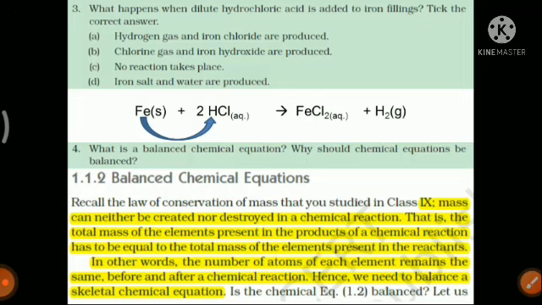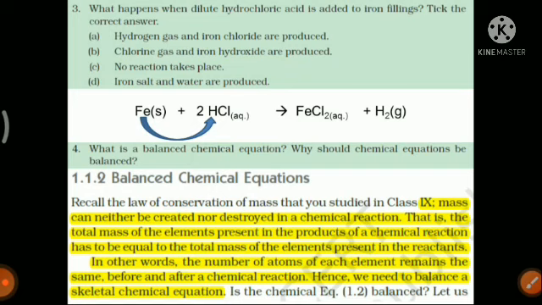Okay, why should we balance a chemical equation? We should balance a chemical equation because the mass of the reactants should be equal to the mass of the products. Why? Because we know that mass can never be created and can never be destroyed. So the mass of the reactants should be equal to the mass of the products. And when will the mass of the reactants be equal to the mass of the products? When the number of atoms of each element in the reactants is equal to the number of atoms of each element on the product side. So to make this equal, we have to balance a chemical equation.